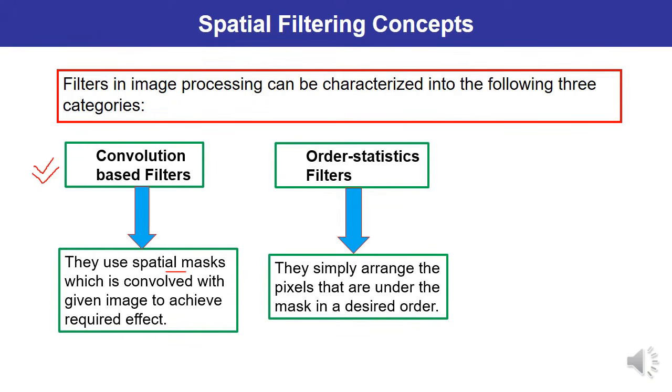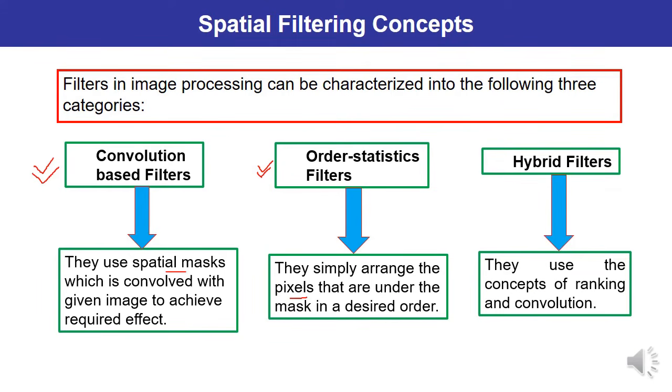order statistic filters. Order statistic filters simply arrange the pixels that are under the mask in a desired order. The order may be ascending order or descending order. You need to find the maxima, you need to find the minima. So these are the characteristics of order statistic filters. The third category is hybrid filters. Hybrid filters use the concept of ranking and convolution. So it is a combination of convolution and ranking. That is why they are known as hybrid filters.